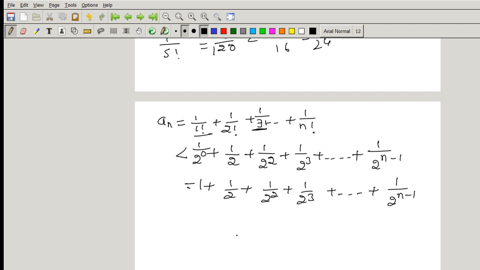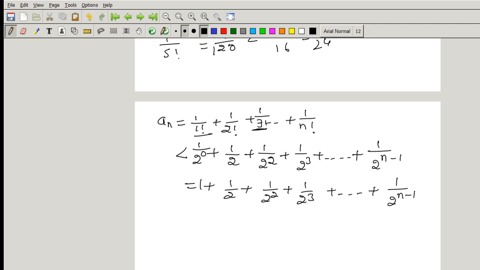This is nothing but this thing. But whole term is less than, but this term is equal to this term. This is same as this term. Therefore, this is nothing but a geometric series with common ratio 1 by 2. Sum up to nth term in a geometric series. Here there are how many terms?